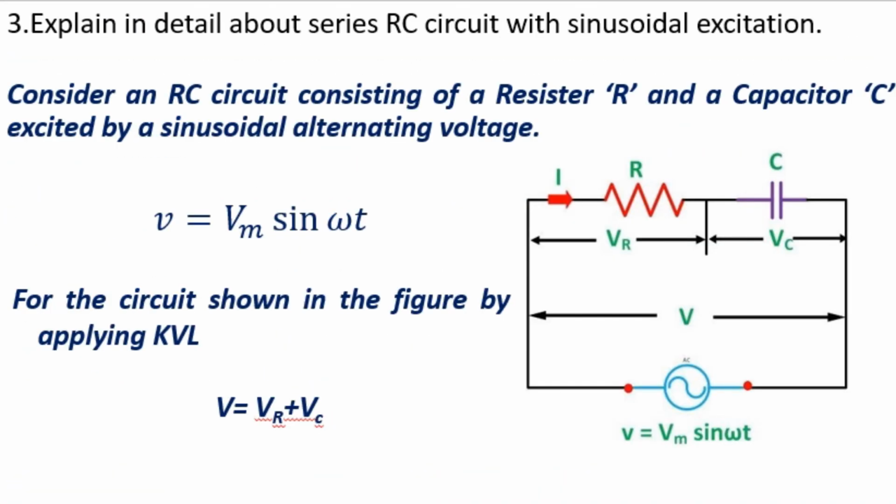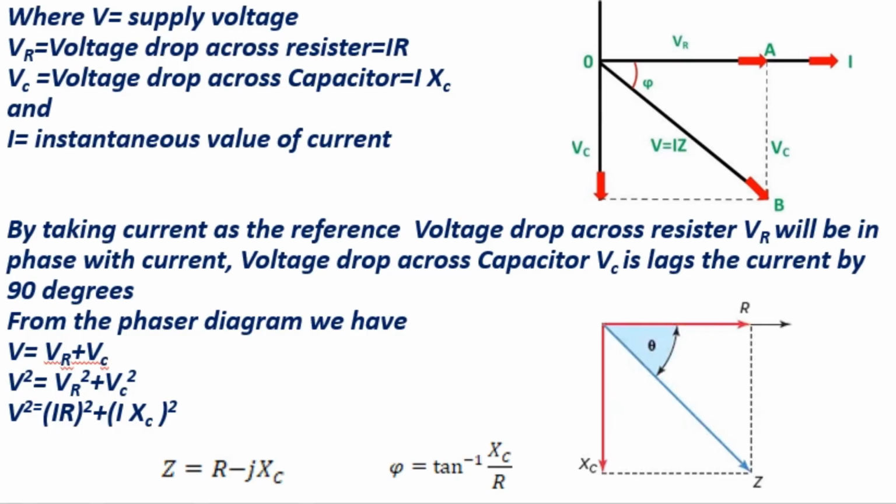Here, explain in detail about the series RC circuit with sinusoidal excitation. Consider an RC circuit consisting of a resistor R and a capacitor C excited by a sinusoidal alternating voltage V equals Vm sin omega t. For the circuit shown in the figure, by applying KVL, we can write V equals VR plus Vc, where V is the supply voltage and VR is the voltage drop across the resistor, which is equal to I into R, and Vc is the voltage drop across the capacitor, I into Xc, and I is nothing but the instantaneous value of current. Now you can draw the phasor diagram.